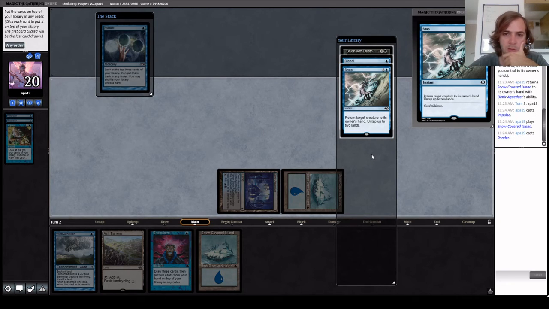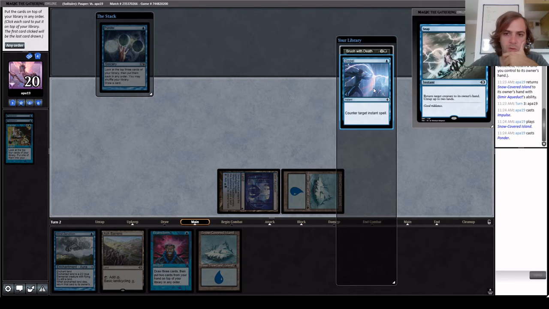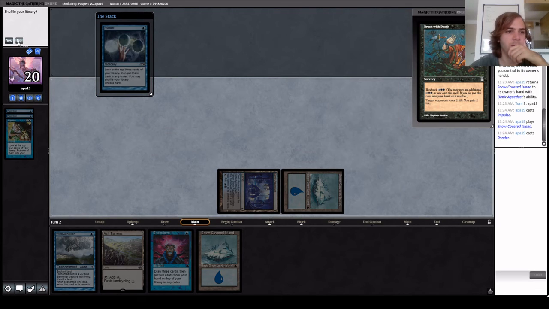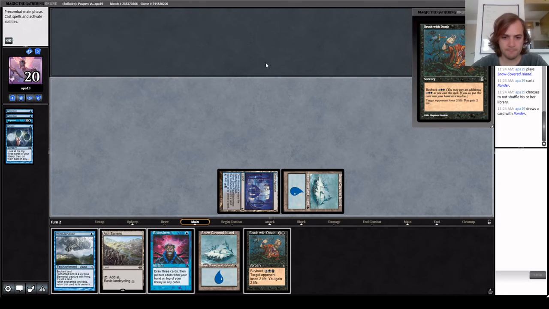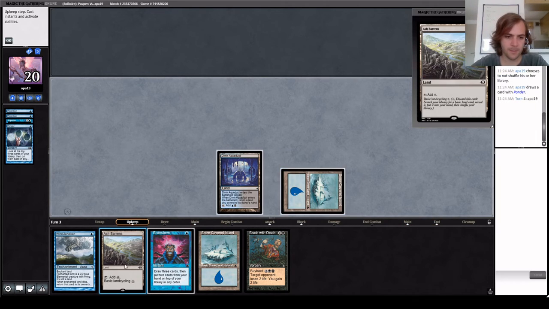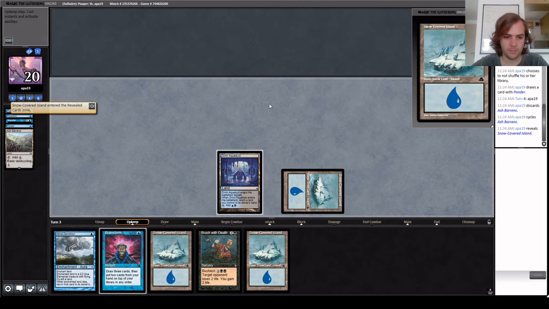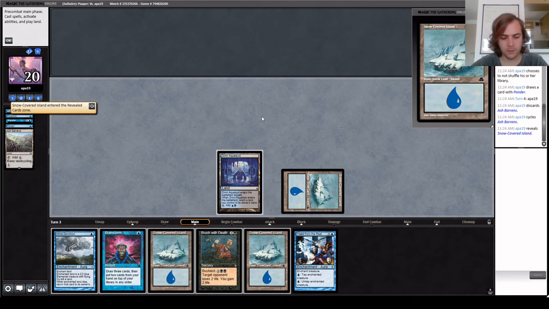Brush with Death, Dispel and Snap. So I think I need this to win, so I'm going to keep all of this on top and shuffle on my upkeep. Because if I don't shuffle in my upkeep, I'm going to draw bad cards. Let's find a blue now. Okay, so now we have all the combo pieces, right?